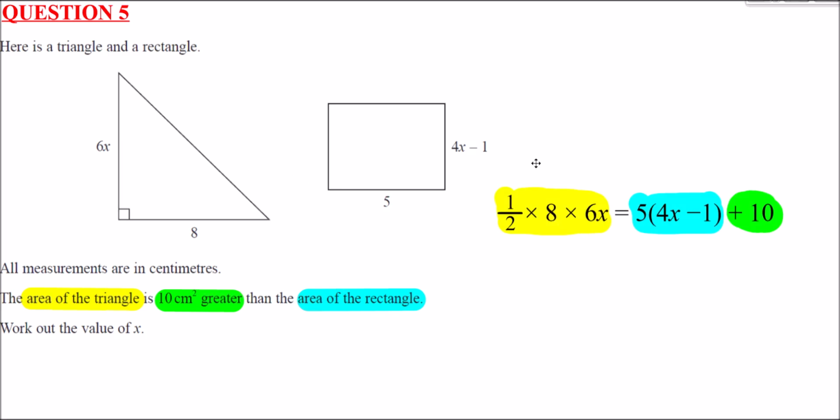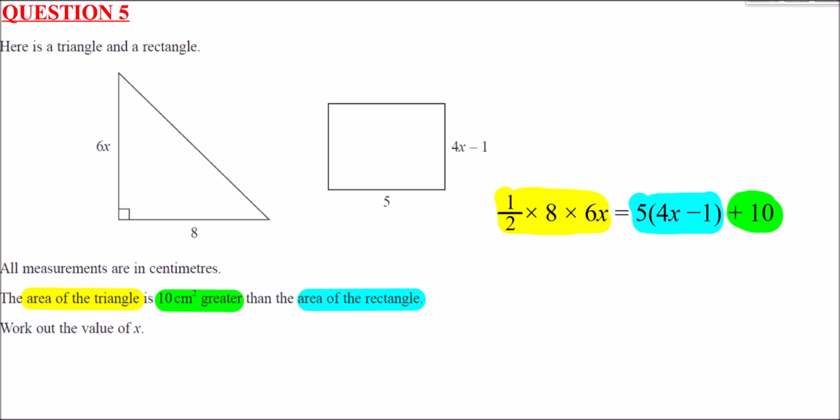Well, we can put this into an equation like so, because the area of a triangle is half times base times height. So half times 8 times 6x, that's the area of a triangle. 10 centimetres greater just means plus an extra 10. That means 10 more. And the area of a rectangle is also just base 5 multiplied by its width or height, which is 4x minus 1. So putting this from words into an equation, we're saying the area of this triangle is 10 centimetres more than the area of the rectangle.